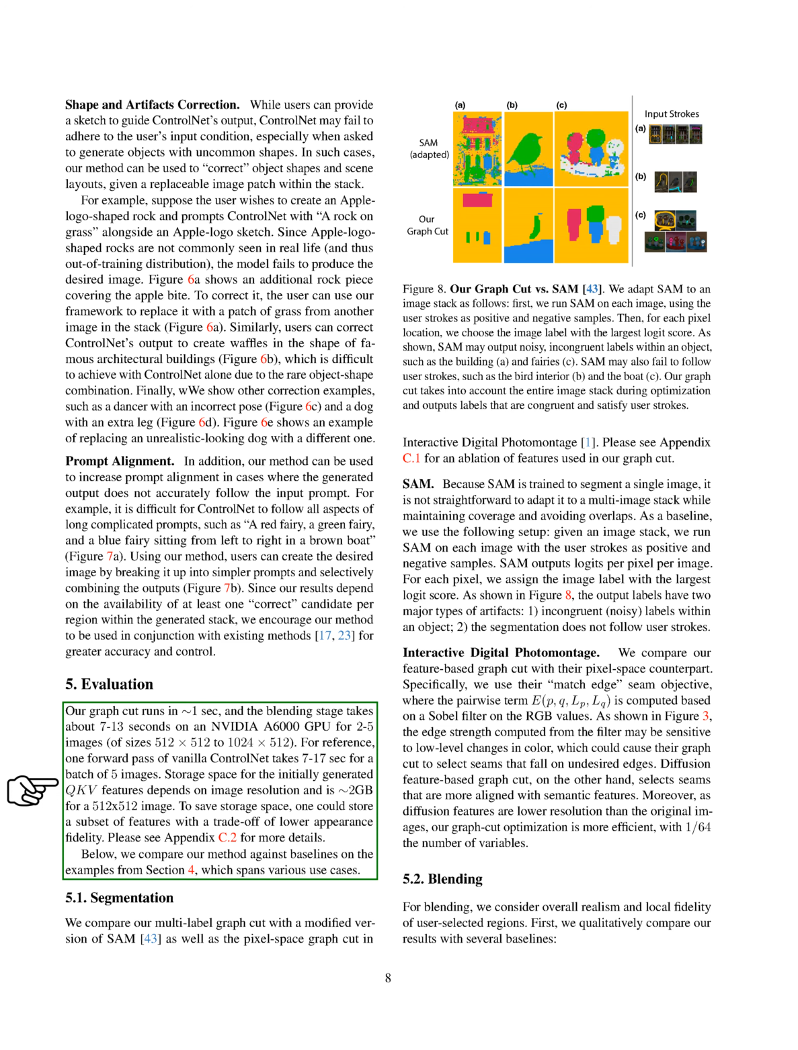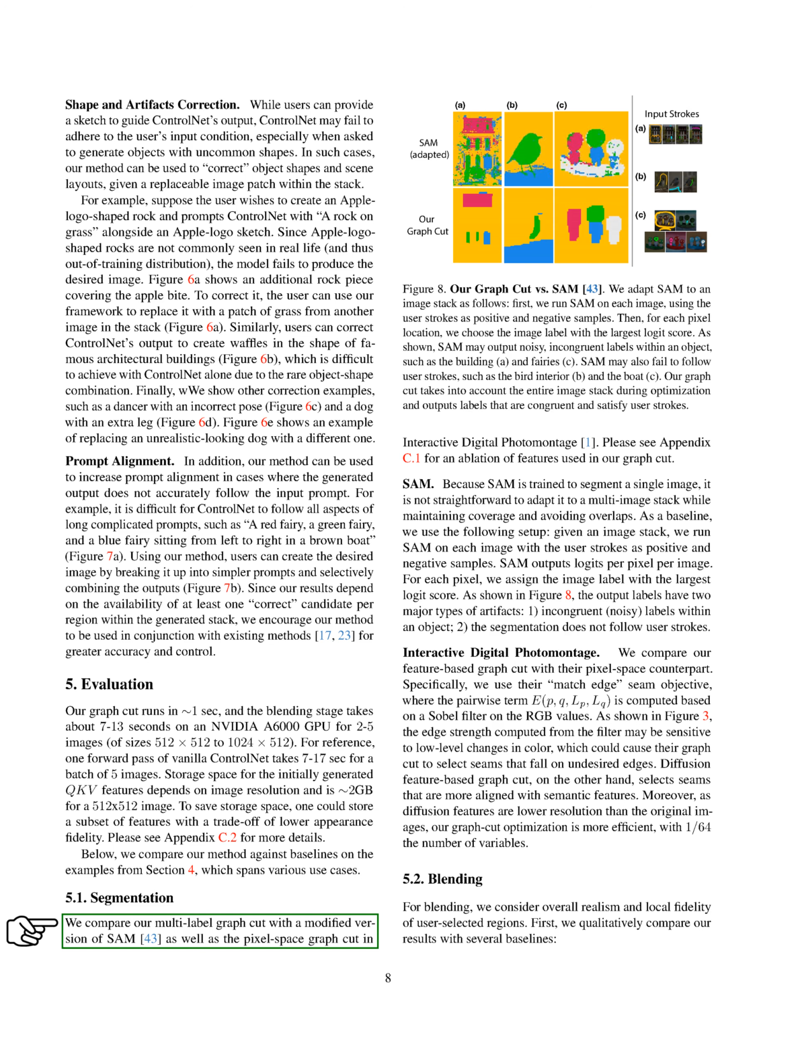For comparison, a single forward pass of vanilla ControlNet takes between 7 and 17 seconds for a batch of 5 images. The storage needed for the initially generated QKV features varies with image resolution, averaging around 2 GB for a 512 by 512 image. To reduce storage, we can keep only a subset of features, which may lower appearance quality. More details can be found in the appendix. Next, we compare our method against several baselines using examples from various use cases.